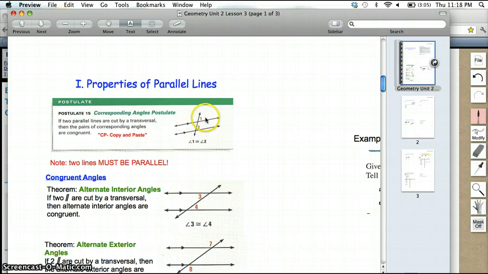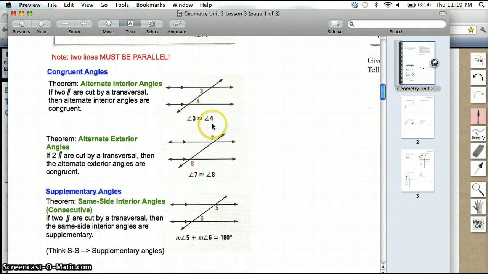Now, angle 1 out here is on the outside, and angle 2 is on the inside. If you've got an angle on the outside and an angle on the inside, and they're on the same side, they're called corresponding angles. And corresponding angles are equal to each other. You can think of copy and pasting: you copy angle 2 and paste it to the outside, which is angle 1. They correspond to each other, and angle 1 is going to equal angle 2.